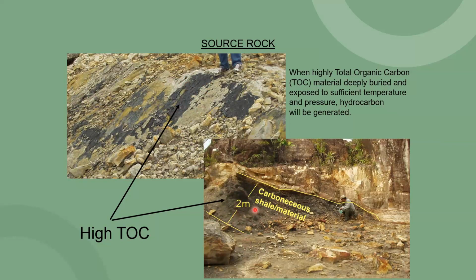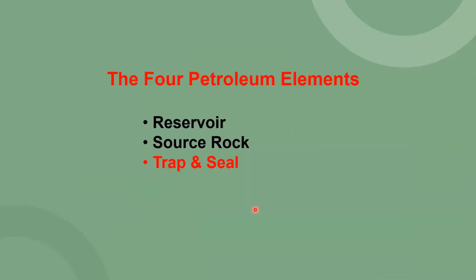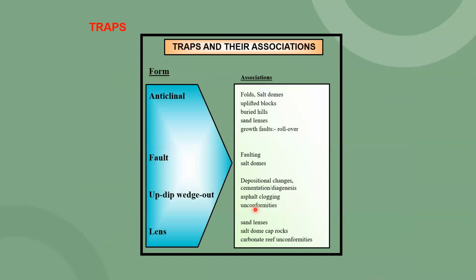But just to give you an idea, sometimes for prospect maturation, you have to do the geological studies as well, to look at the hydrocarbon, the organic content of the rock. Then the third one is the seal or the trap. So this can be divided into different forms. So the trap and their association as well.